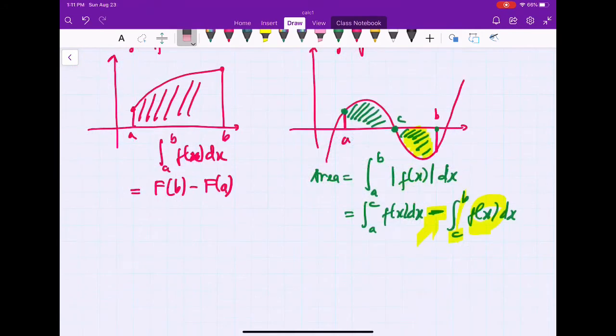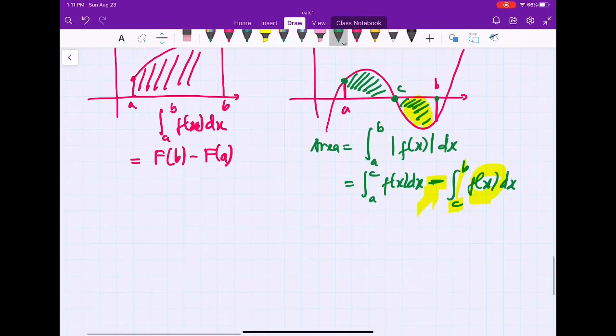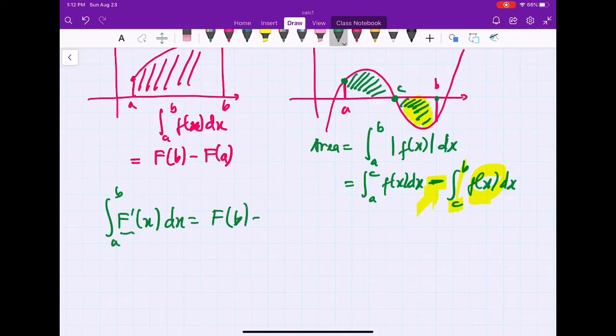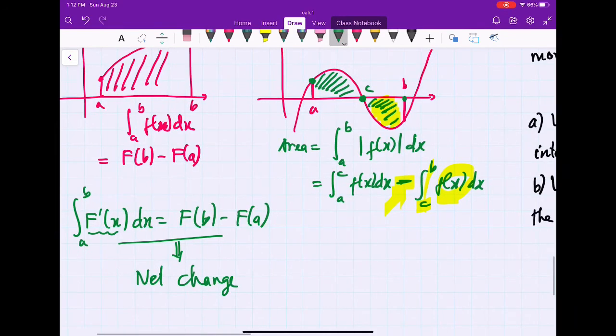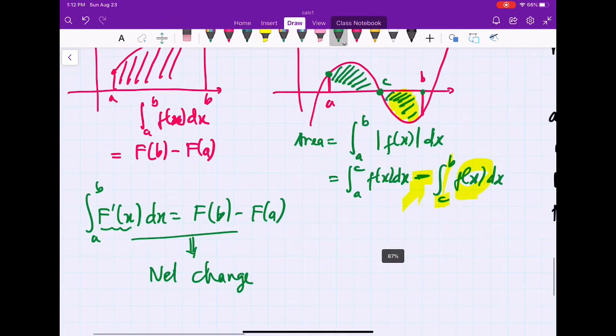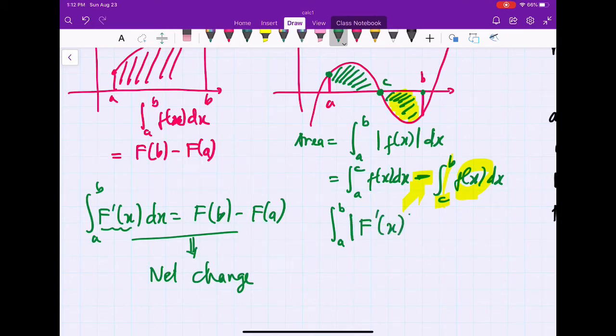Does that make sense? In general, if you have a function F capital and this function is differentiable, so this is the net change. I don't care if the derivative is negative or positive on a and b, right? So this is the net change according to the net change theorem. And if you care about where the function is negative and positive, and you calculate the function value in here, but with the absolute value, so this is called the total net change.